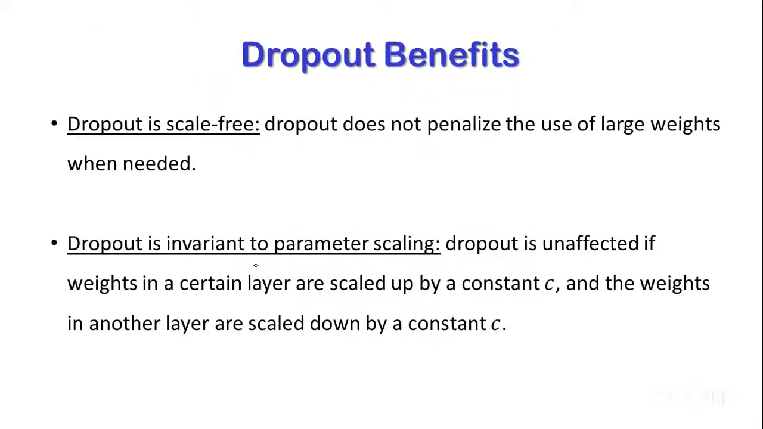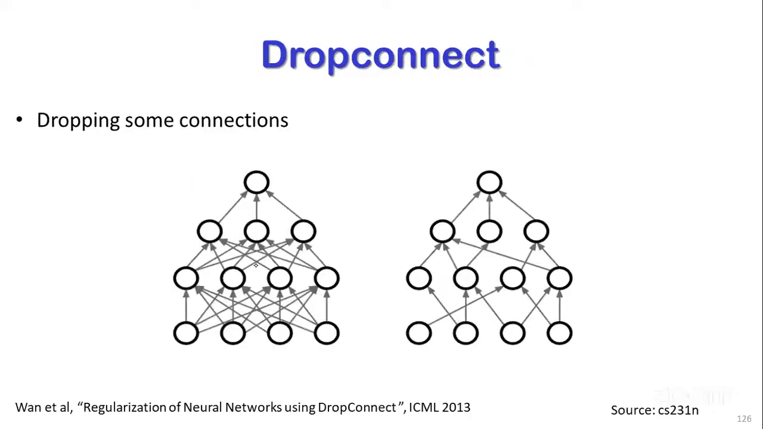So dropout benefits, I already told you: it is scale free, and dropout does not penalize the use of large weights whenever it is required. And it is also invariant to parameter scaling. Now, in dropout, you are dropping some of the units, right? Here it is DropConnect, another regularization scheme, where you are dropping some connections. Here you can see that all units are there, but you are dropping some connections.